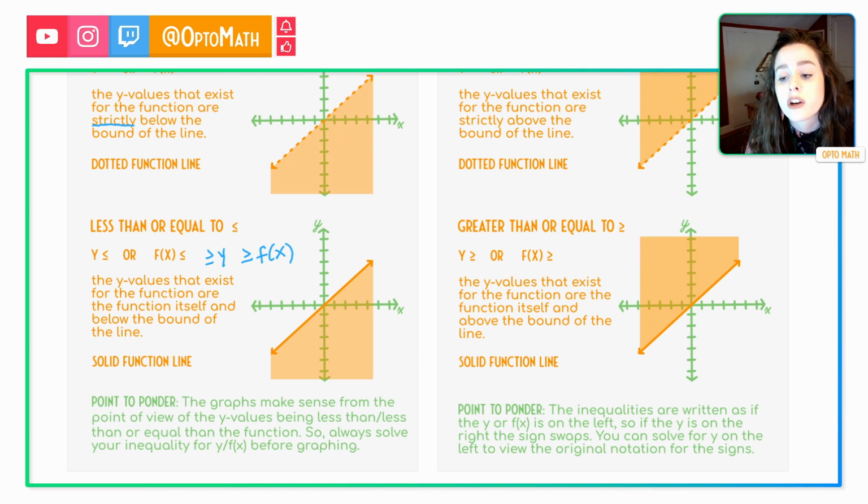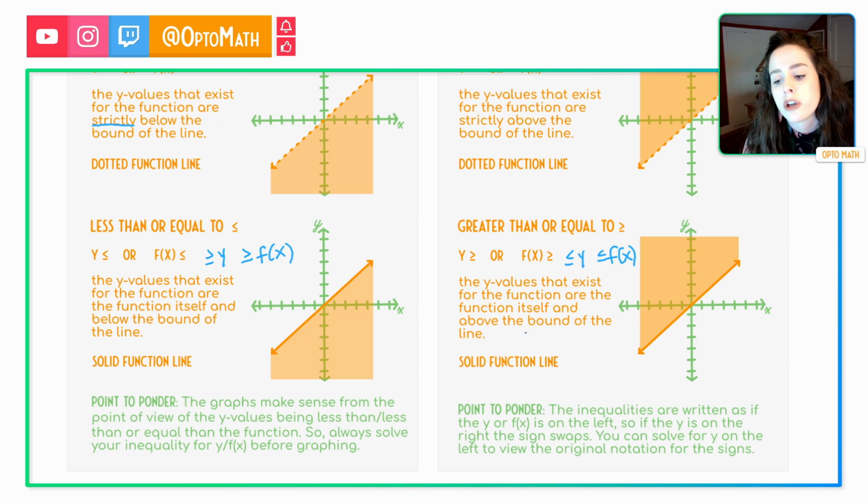Looking at the greater than or equal to, which could also look like this, we see that we have a solid line. Just like the less than or equal to, we have a solid line. So the solid line comes from the or equal to part, and it's shaded above, and that part comes from the greater than. So it exists for the function itself, all the y values, and for everything that's greater than the y. So it's a solid function line.